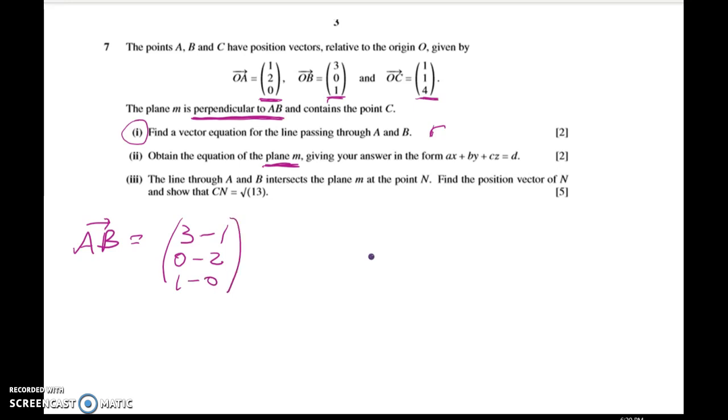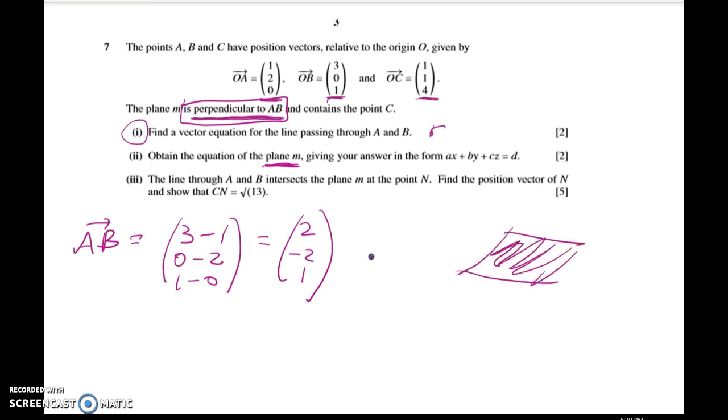So we just subtract the components. We get 2, -2, and 1. Right, now we know that the plane is perpendicular to AB, which means that that direction vector we just found is going to be my normal vector. So that makes life pretty easy.